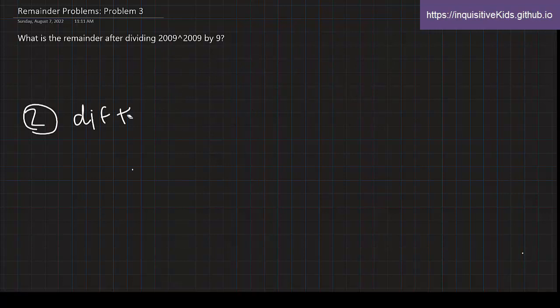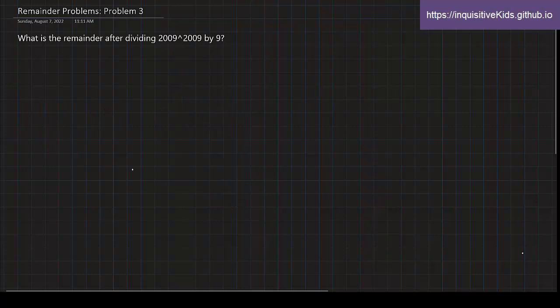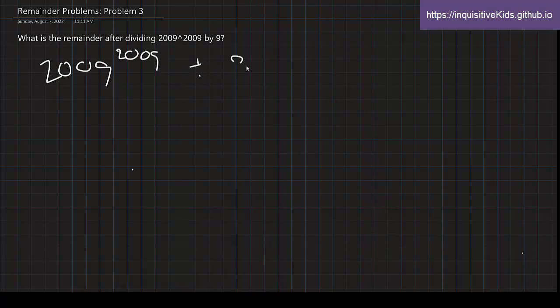Today we will be using those three concepts to help us solve this problem. The problem is fairly simple. It's just one sentence. What is the remainder after dividing 2009 to the 2009th power by 9? In math problems, when you see really big numbers like 2009 and especially exponents, you need to think smart, which means there's definitely going to be a pattern, right? It's not exactly asking you to multiply 2009 times.